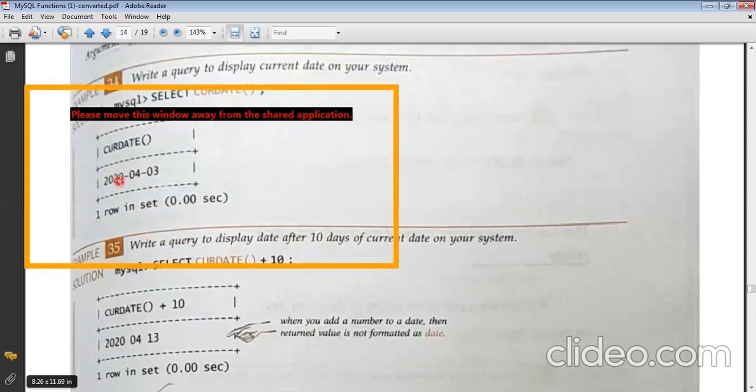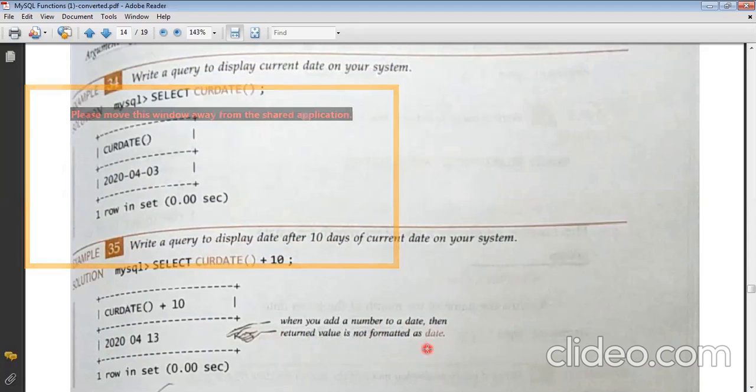But now see, the format was like this before. But the added values are not in that format. That means the hyphen is not there. It is simple, values are being separated with the space. So when you add a number to a date, then the returned value is not formatted as date. So let us just see once in our console, does it work like that or not?